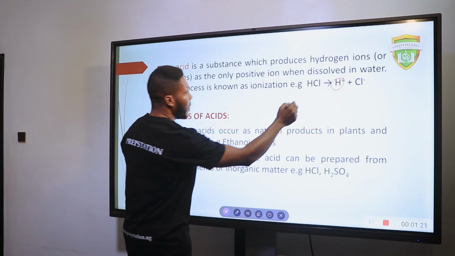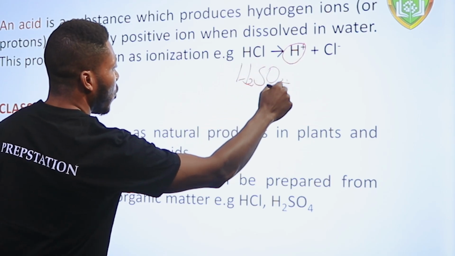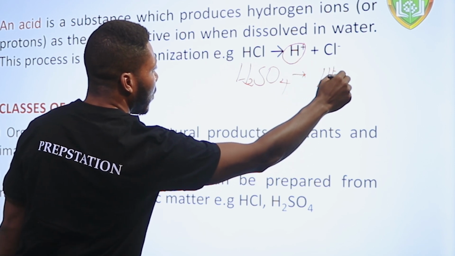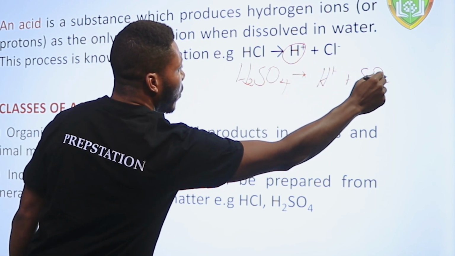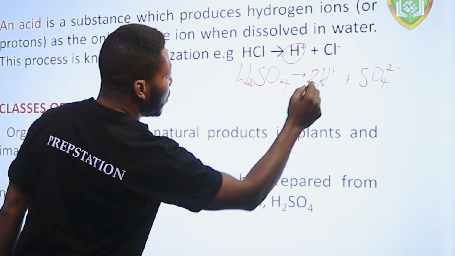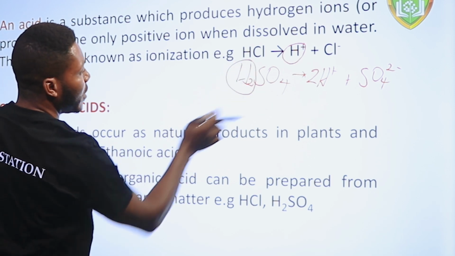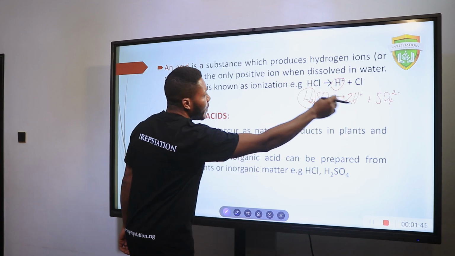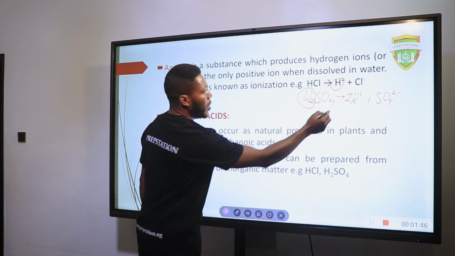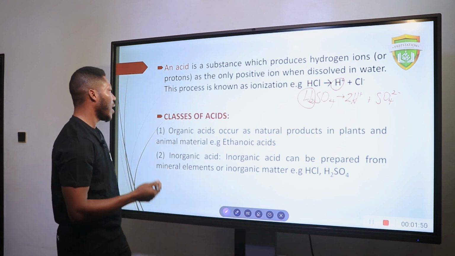You also have an example, let's say H2SO4. When this compound is ionized, you're going to have H plus and SO4 2 minus. So you must balance by adding what? 2 moles in front to balance the H present in the H2SO4. We have other examples of this. Whenever a substance dissolves in water and gives you H plus as the only positive ion, that compound is an acid.